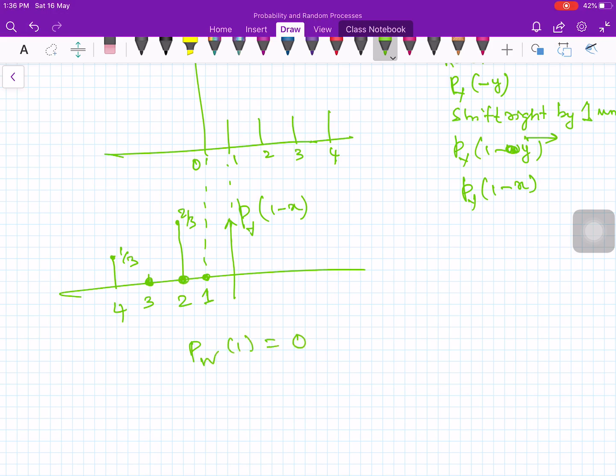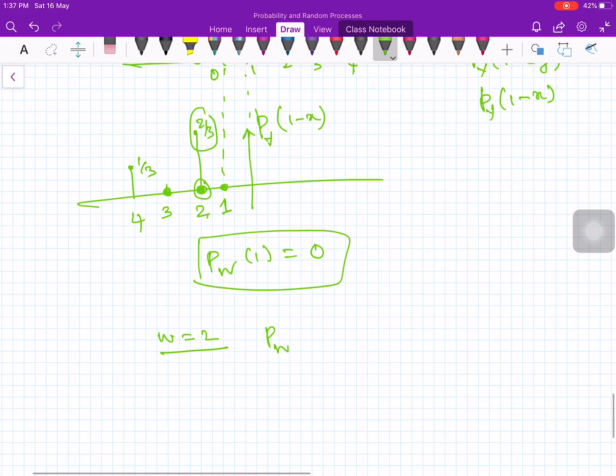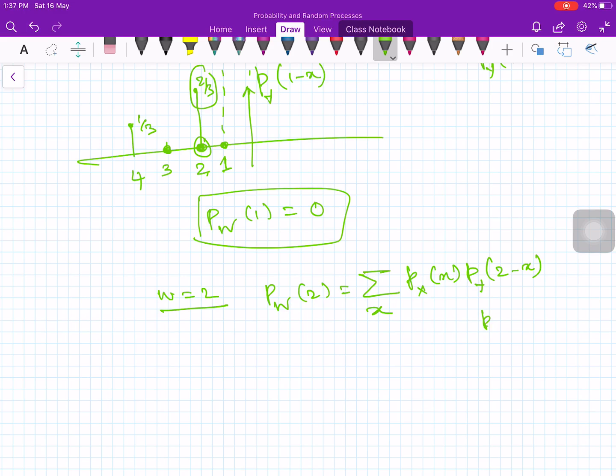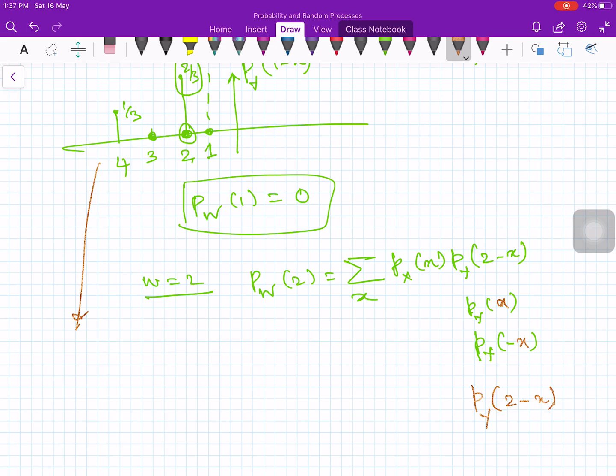See, at this point the random variable takes value 2, so the probability is 2 by 3, and here the probability is 0. 2 by 3 times 0 is 0, no overlap. Okay, so it is going to be 0. Now substitute w equal to 2. So then what happens? Pw of 2 is equal to summation over x, Px of x, Py of 2 minus x. So first you take Py of y, then reverse the argument, Py of minus y, then shift by 2 units to the right, so you will get Py of 2 minus x. So that means this one shifts right by 1 more unit.